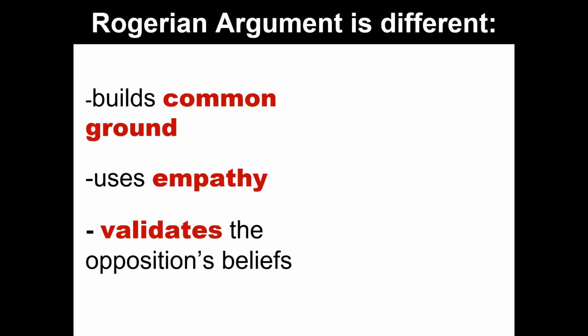Now, this is what makes the Rogerian argument a little bit different. So look at these three things here. You have an attempt to build common ground. Depending on the sides, depending on the issue, some cases will have more potential for common ground than others, but still, there's always a place, I think, to at least take that into consideration. I use empathy. So: common ground, empathy, and validating the opposition's beliefs.